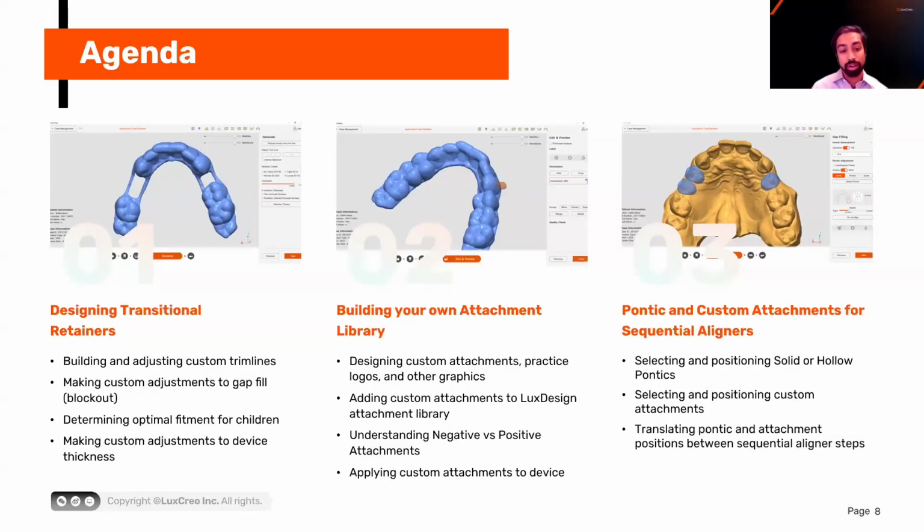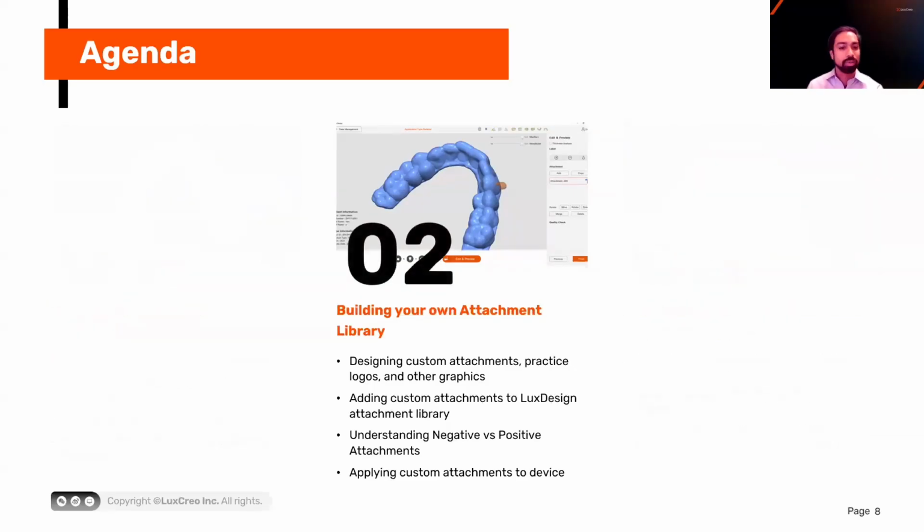But the next thing we're going to talk about is something that should also unlock a lot of creativity, and that's called building your own attachment library. So in this section, we're going to talk a bit about how you design custom attachments, practice logos and other graphics, and add them to your LuxDesign attachment library, negative versus positive attachments, and also applying custom attachments to the device, and really positioning them optimally.